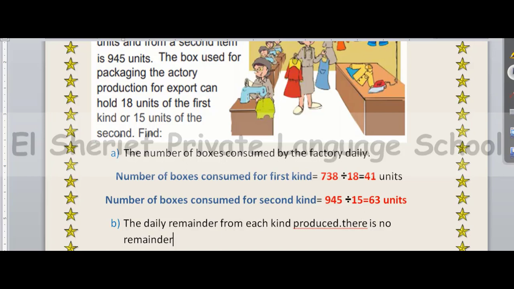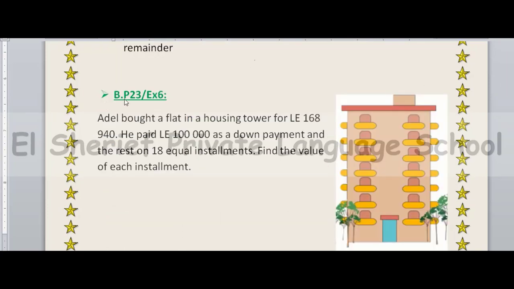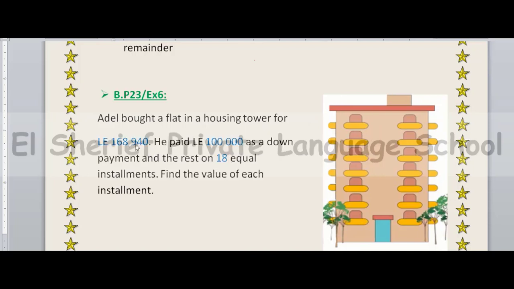Okay. The last exercise, book page 23, exercise 6. A boy bought a flat in a housing tower ماشي, for 168,940. هو دفع ايه بقى؟ أو حاجة سعر الشقة 168,940. هو دفع بس 100,000. As down payment and the rest on 18 equal instalments. يعني ايه؟ يعني هو دلوقتي دفع 100,000 تحت الحساب تمام؟ وعاوز يدفع باقي المبلغ على قد ايه؟ 18 equal instalments. Okay, 18 months. Find the value of each instalment.